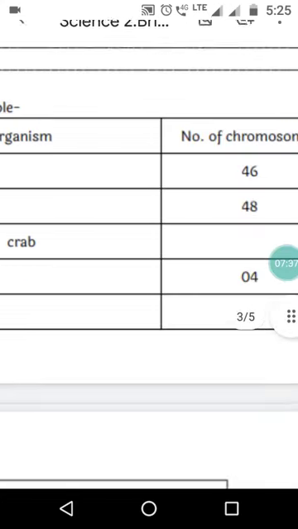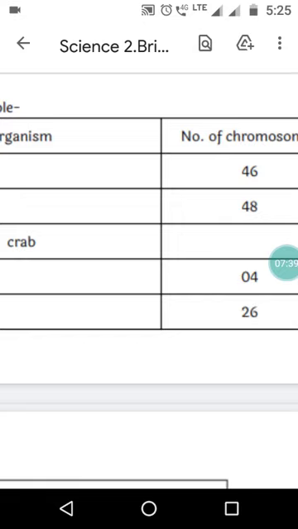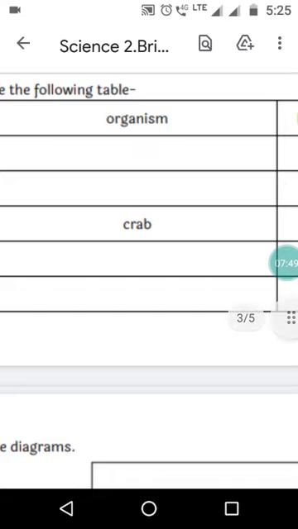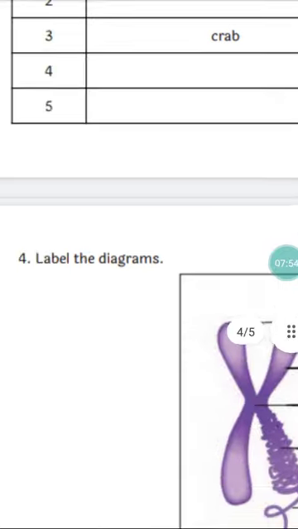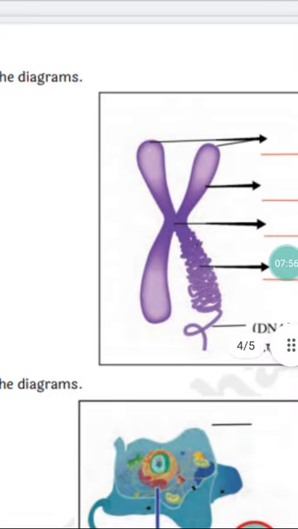Then the next in the table is 4 chromosomes, they are present in the roundworm. And the last one is 26 chromosomes, they are present in a frog. Blank space.